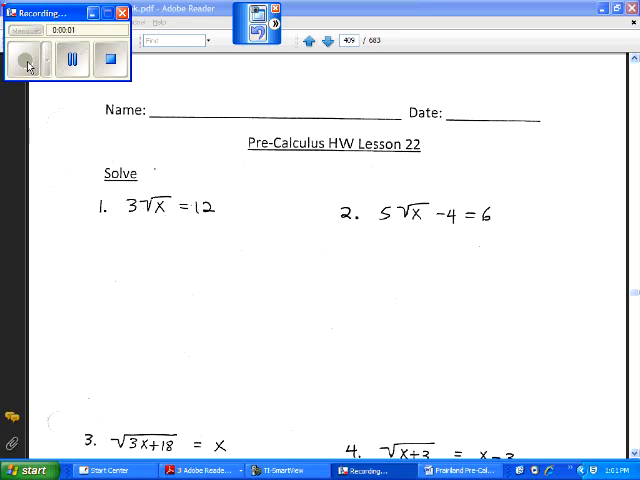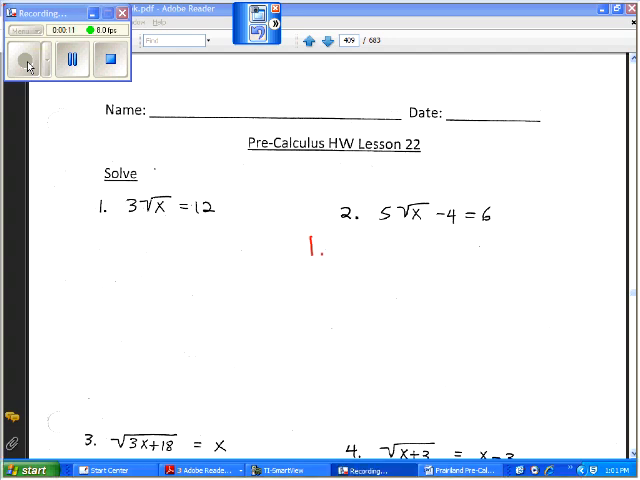On pre-calculus lesson 22, what we're going to do is solve radical equations. To do that, we're going to give you some steps. Step 1, we're going to isolate the or a radical on one side.